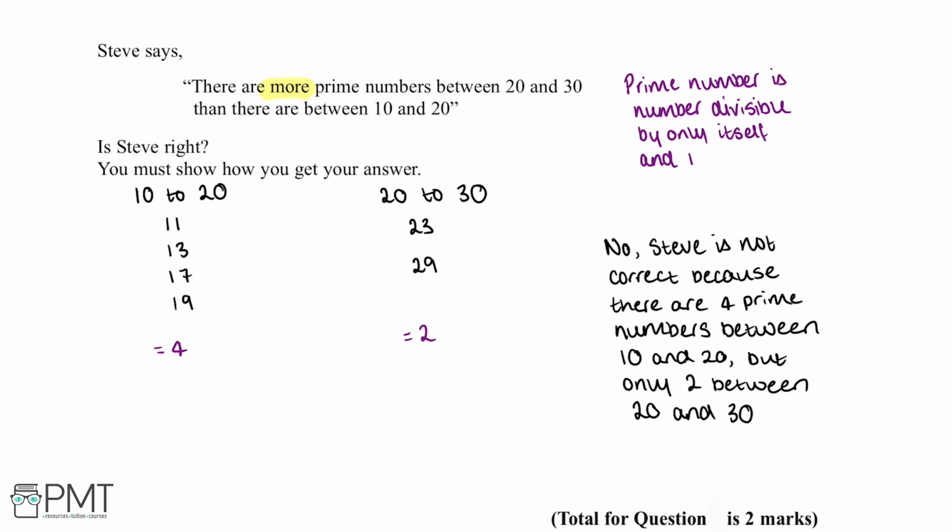Now this question is worth 2 marks. We'll get our first mark for writing all the prime numbers between 10 and 30, and we'll get our second mark for writing this final summary statement with the supporting evidence.